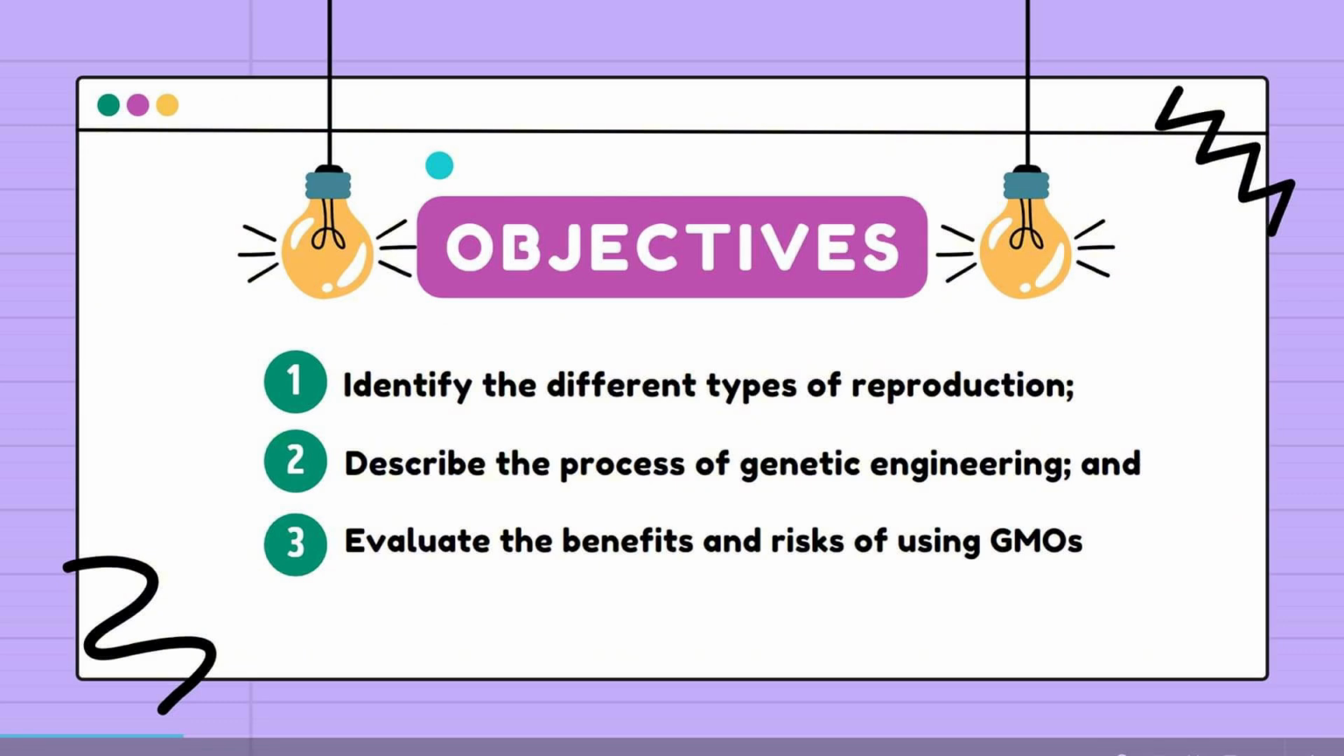Next, describe the process of genetic engineering. Ano kaya yung genetic engineering? Ano kaya nangyayari doon? And last, evaluate the benefits and risks of using genetically modified organisms. Ano-ano kaya yung mga genetically modified organisms o GMO na na-encounter mo everyday, like sa pagkain mo or sa pang-araw-araw na buhay mo? Ano kaya yung mga benefits nila sa'yo? And syempre, ano yung risk ng paggamit mo ng GMO?